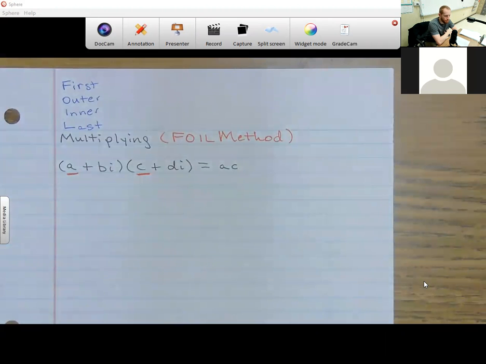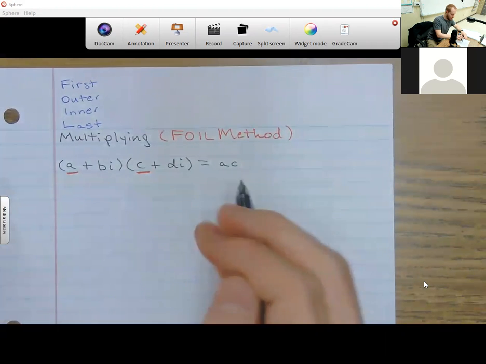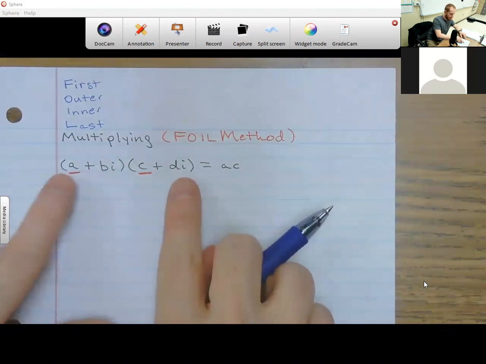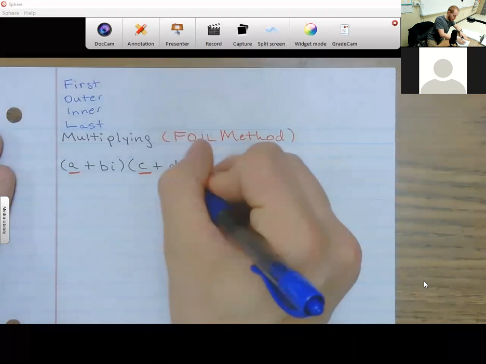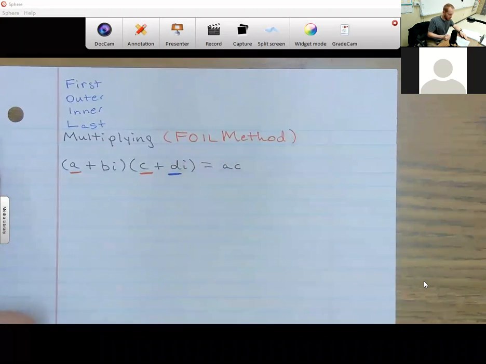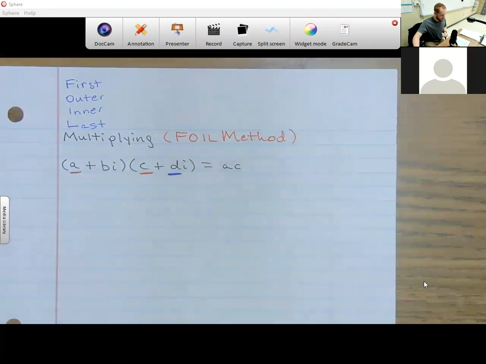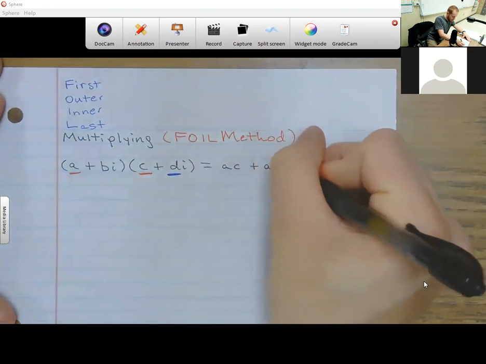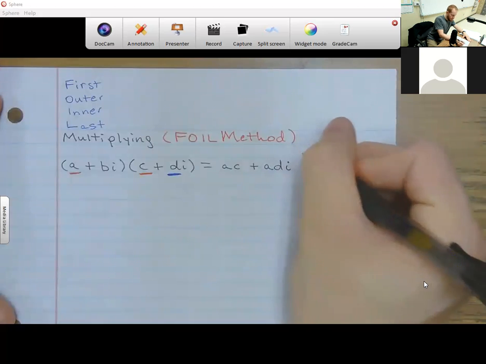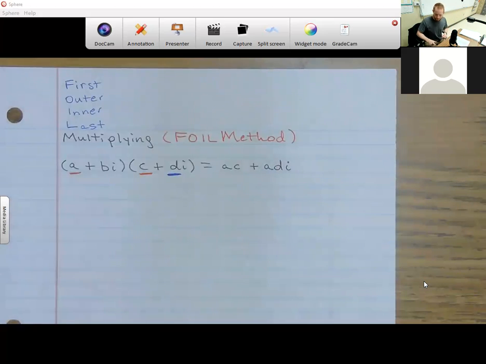So those were the first two. What are my outer two? Well, my outer two are going to be what's on the outside, right? a and di. So I'm going to underline my d with a blue because that's an imaginary part, right? a times d is going to give me ad, i. The i comes along for the ride.